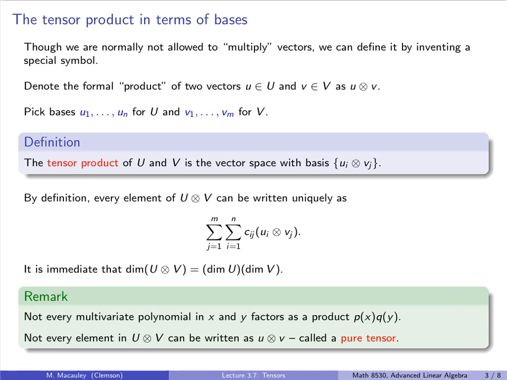First of all, not every multivariate polynomial in x and y factors as a product p of x times q of y. So going back to our more concrete example of a vector space of polynomials in x and y, let's take (3x squared minus 2x plus 4) times (y minus 1). So this factors as 3x squared y minus 3x squared minus 2xy plus 2x plus 4y minus 4. Now, the analog of these tensors of basis elements, ui tensor vj, are the monomials without the coefficients. So I'm going to box them over here.